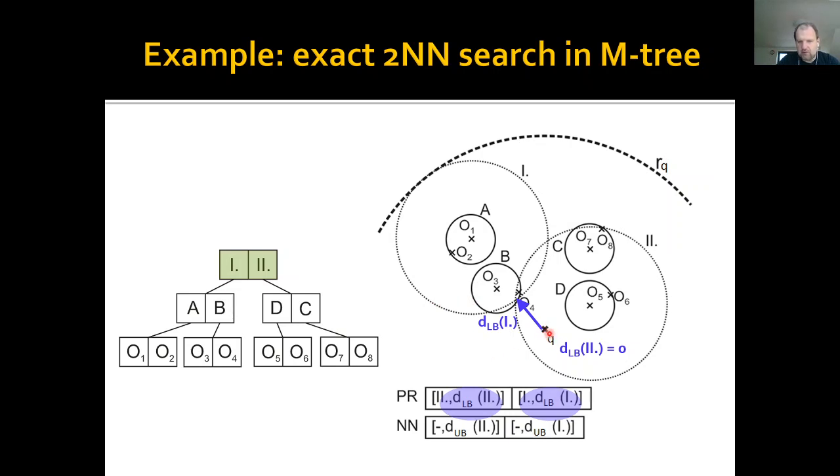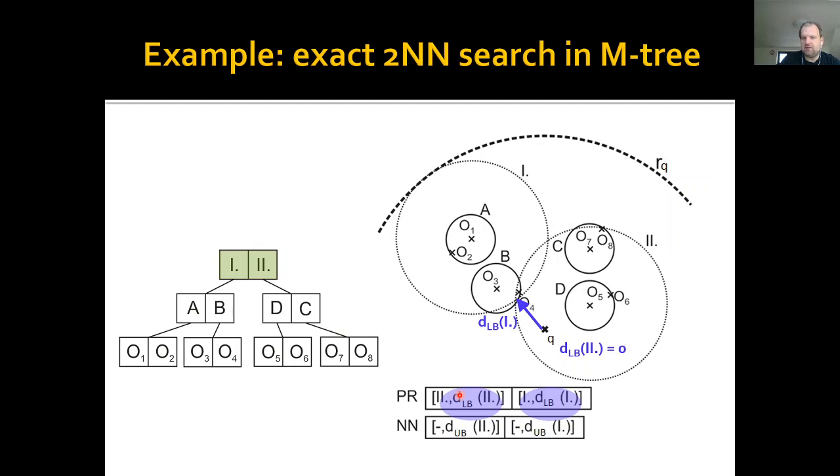It's 1 and 2, and because the lower bound of q to 2 is 0, because it's inside, it gets to the first position, and the second position will be the ball 1, that is this far, based on the lower bound. So this is lower bound distance. We keep observing lower bound distances in the PRQ and keep the order based on this distance. So that's why it's priority. It's always the lowest lower bound in this place.